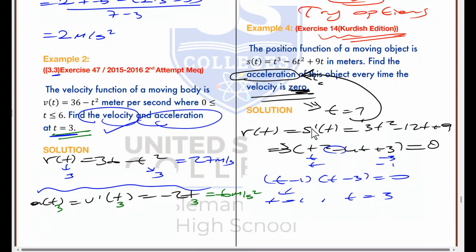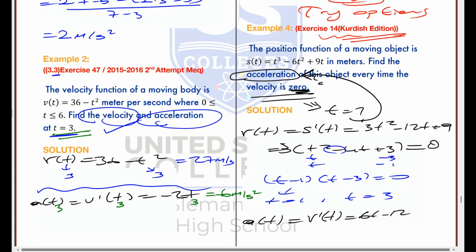I got my t's. Now I need acceleration. So you know how to get acceleration. You find it by taking the first derivative of velocity. What was the velocity function? 3t squared minus 12t plus 9. Take its derivative. It becomes 6t minus 12. Now I got my acceleration function.